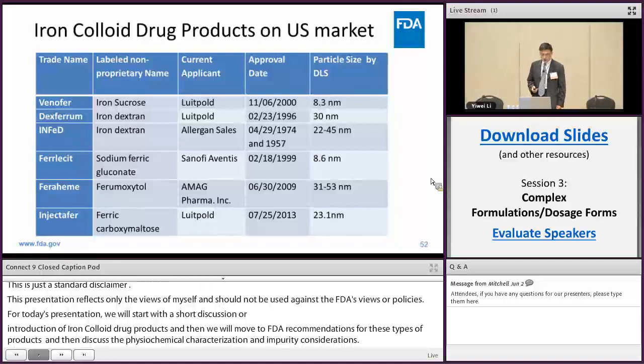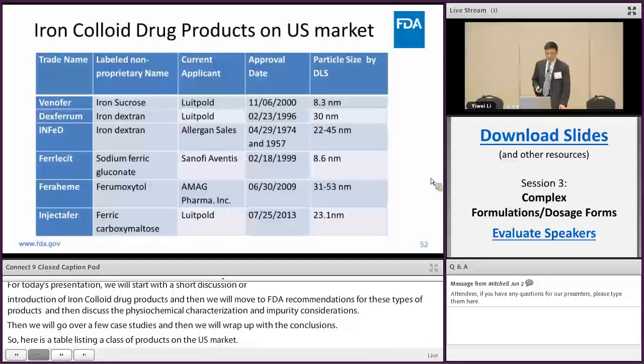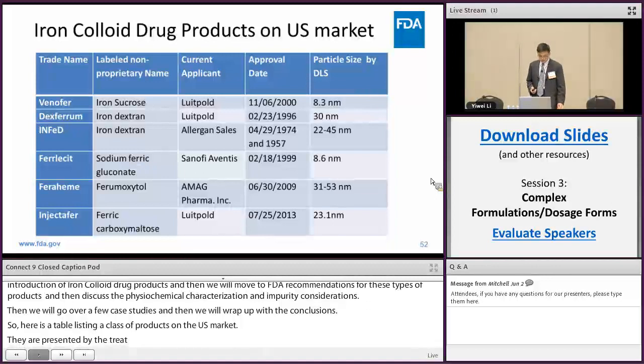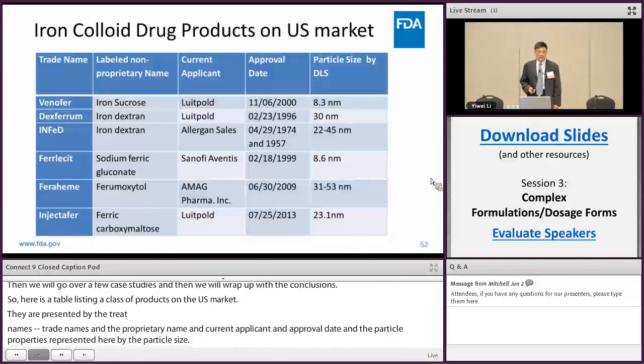So here's a table listing a class of iron colloid drug products on the US market. They are presented by the trade names, the non-proprietary names, the current applicants, the approved dates, and also physicochemical properties, here represented by particle size. These drug products all contain iron and carbohydrate. Depending on the drug product, we may have different iron oxides, and the carbohydrate may be natural products or synthetic derivatives.